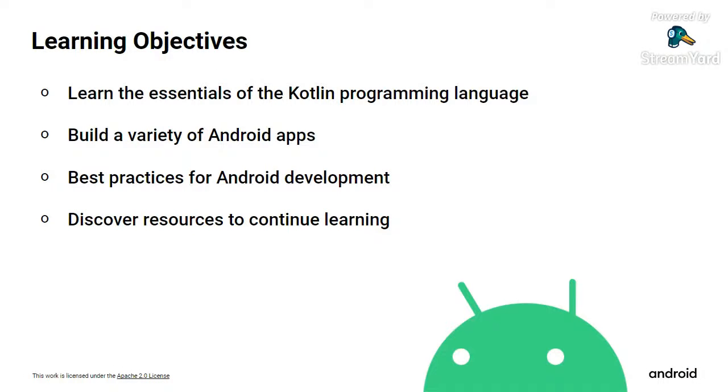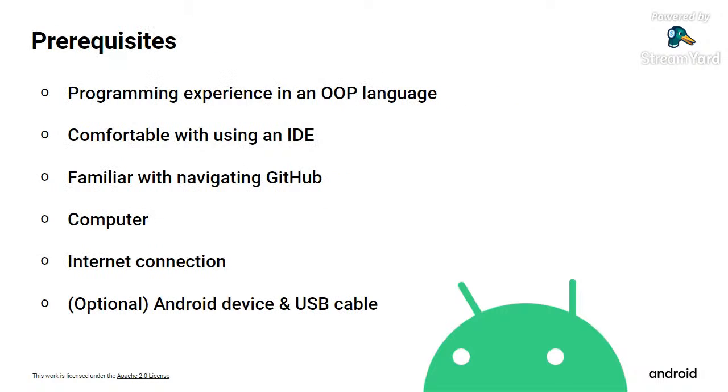Coming to the learning objectives, what you are going to learn. You are going to learn all the essential stuff of the Kotlin programming language. Trust me, you are going to make a variety of Android apps during this entire span of Android Study Jam. You will get to know about multiple resources that will help you in future learning.